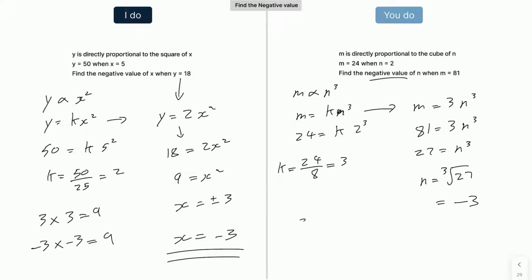And again, you can check that on your calculator, because if you did 3 times 3 times 3, and then if you did minus 3 times minus 3 times minus 3, you'd get the exact same answer, which is 27.